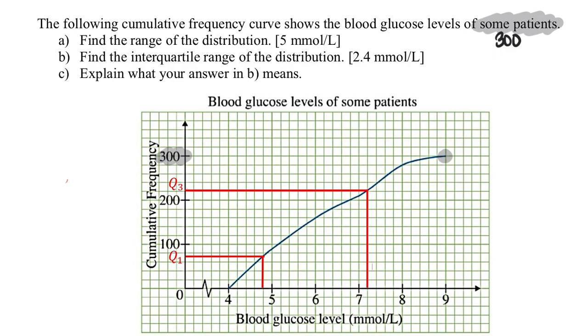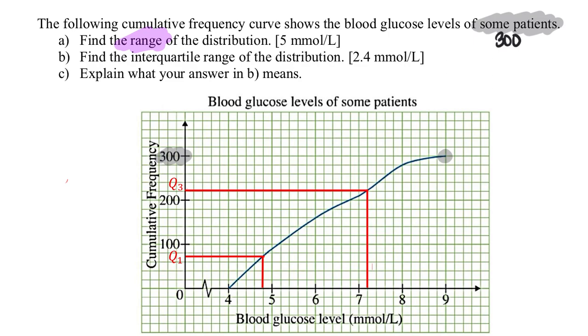Find the range of the distribution. Well, for the first part, the range, I will have to look at two numbers. Okay, so for this range, I will have to look at two numbers. The maximum or the highest value of the blood glucose level, since we are measuring glucose level.